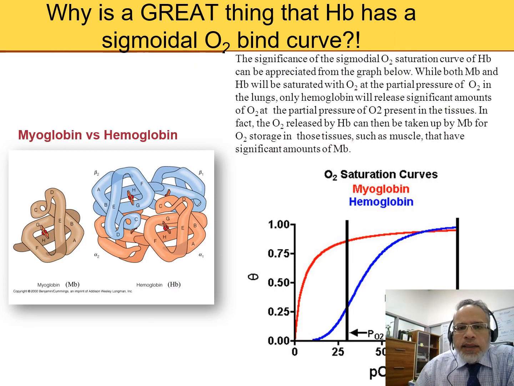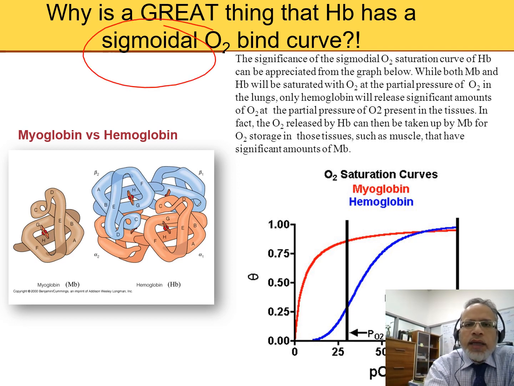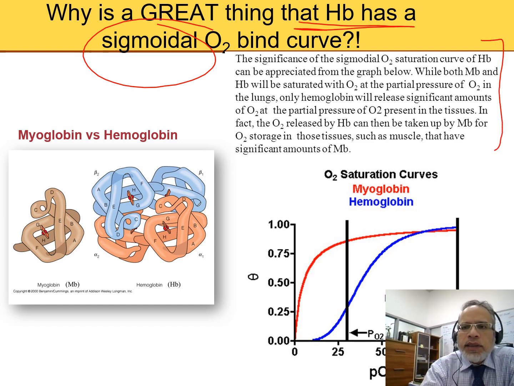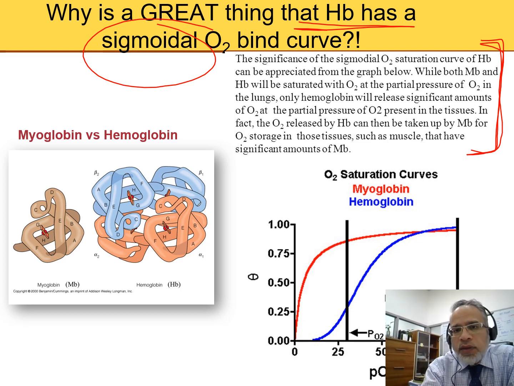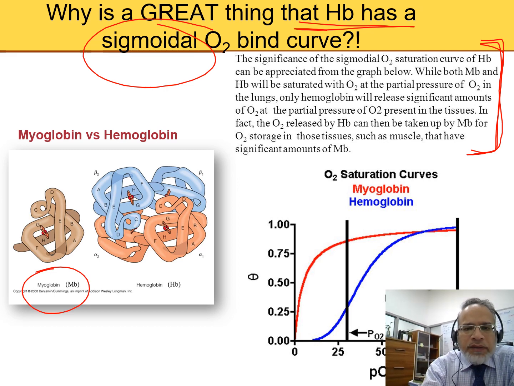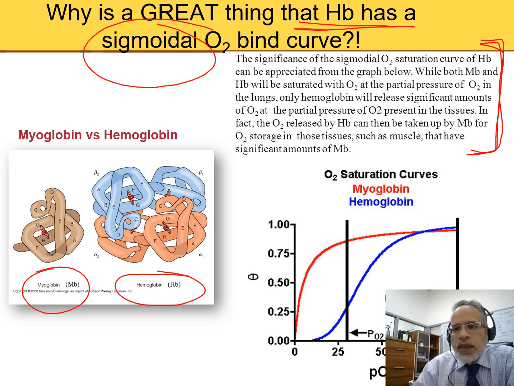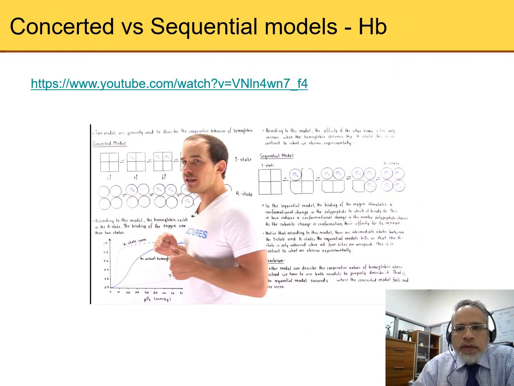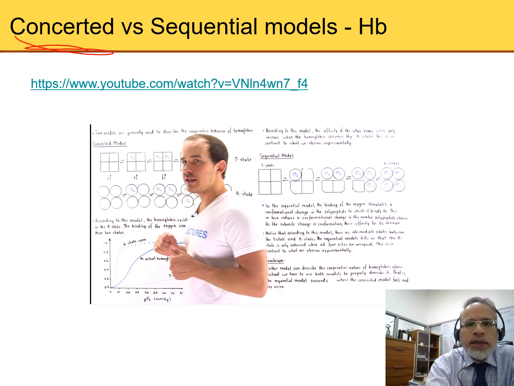Okay, and we talk about why hemoglobin having that sigmoidal behavior is such a good thing. And again, please read this. This is important, and we want you to understand the significance of sigmoidal binding for hemoglobin, and we discussed this in the class quite a bit as well, the difference between myoglobin, which does not have cooperativity or does not show sigmoidal behavior, versus hemoglobin, which does. Okay. Now this YouTube video, which I'm providing the link to here, is really an excellent video. I really like this guy and the way he explains the concerted model and the sequential model for hemoglobin.